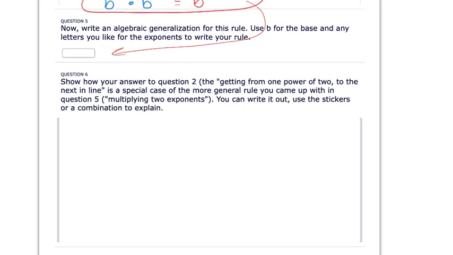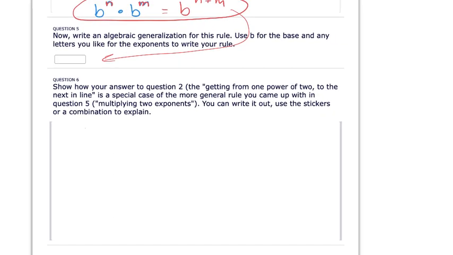Show how your answer in question 2. In question 2, our answer was this: 2 to the n equals 2 to the n minus 1 times 2. Show how that works or compares to, or is a special case of, b to the n times b to the m. Oops, I forgot part of mine up here.